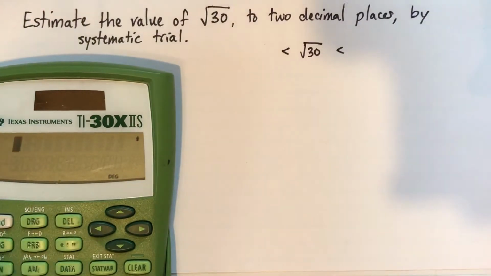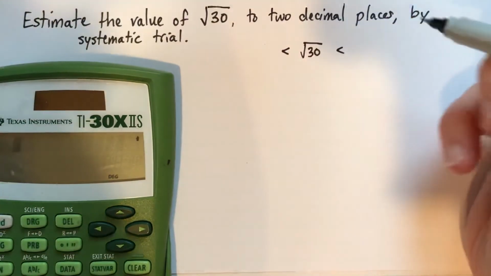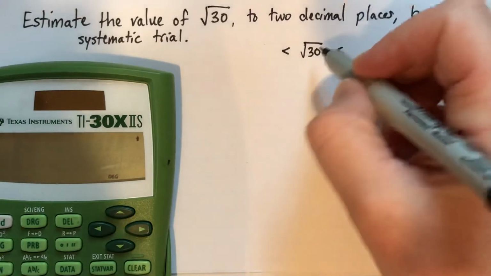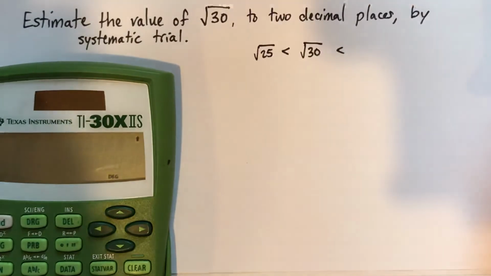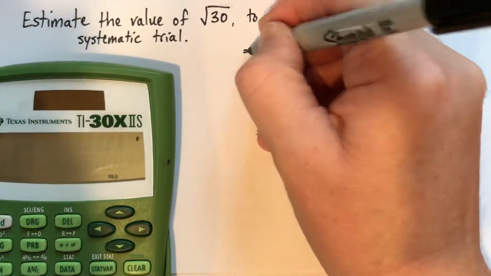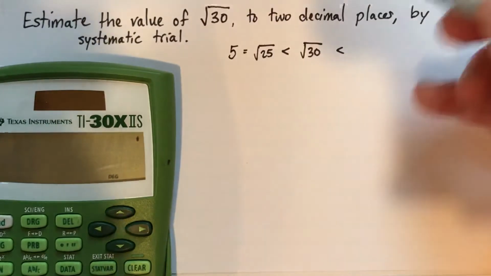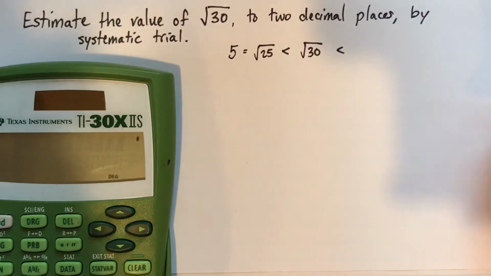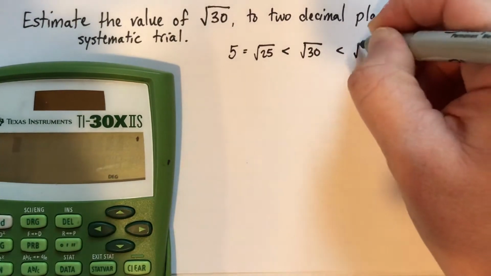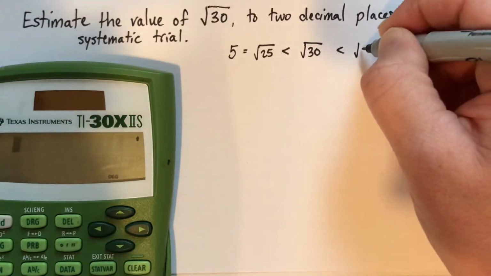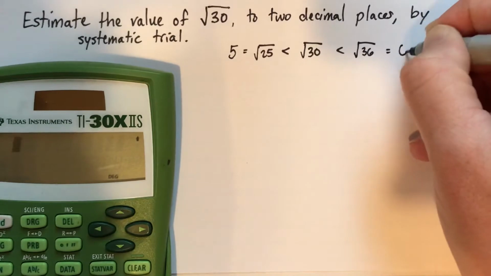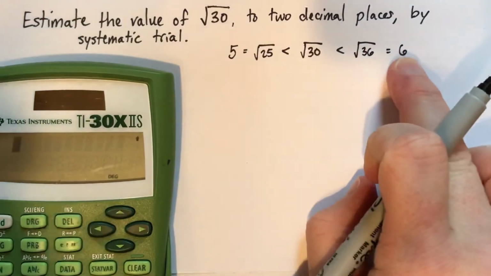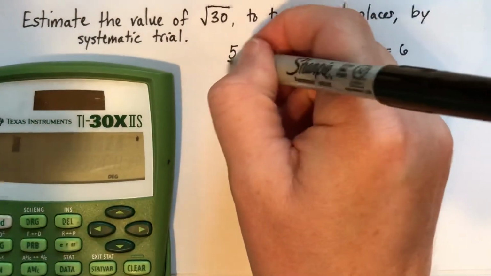So if you think of what your perfect squares are, the one that's a little bit smaller than 30 is 25. So that means that root 25 is a little bit smaller than root 30. And that, of course, is 5. And the next perfect square that's bigger than 30 is 36. So that means that root 30 is a bit smaller than root 36, which is 6. So that tells us we're going to guess between 5 and 6, okay?